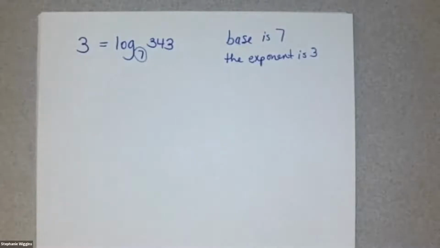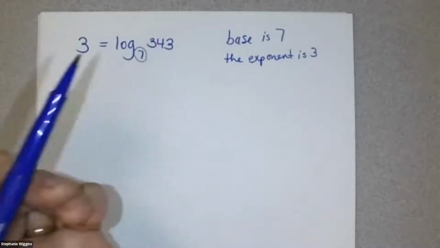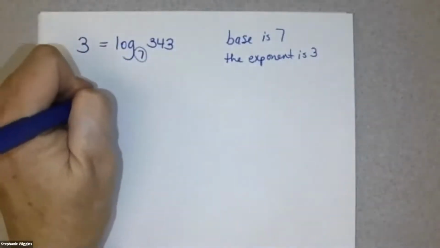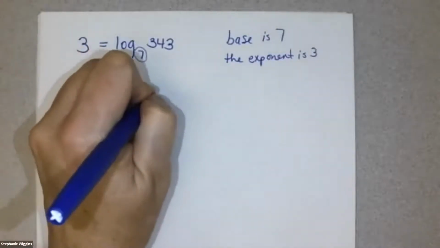So remember those two statements. The base is on the bottom. The log is the exponent. That helps you identify the base and the exponent. Once you've done that, the 343 is what's left. So this tells you that 7 to the power of 3 equals 343.